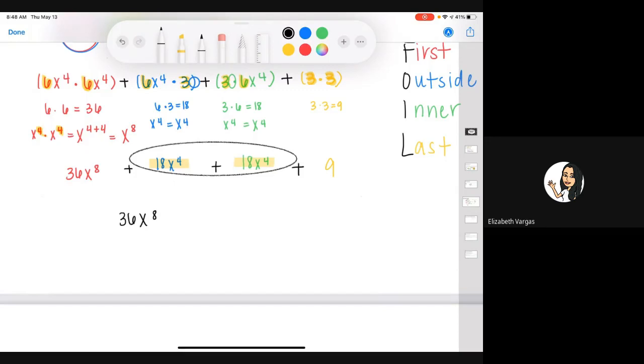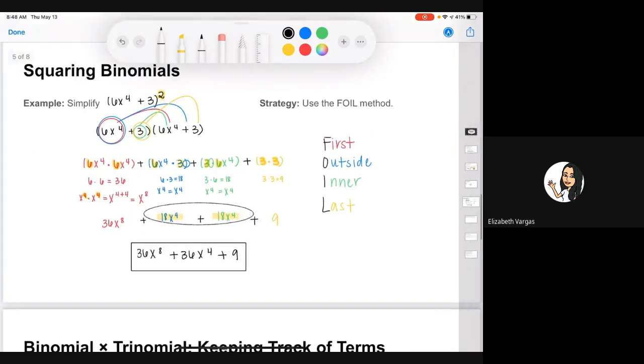And so that gives me 36x to the power of 8. I'm combining those two. So the x to the power of 4 stays, but I'm adding 18 plus 18. 18 plus 18 is 36. And then just dropping down the other side. So this is my simplified expression.